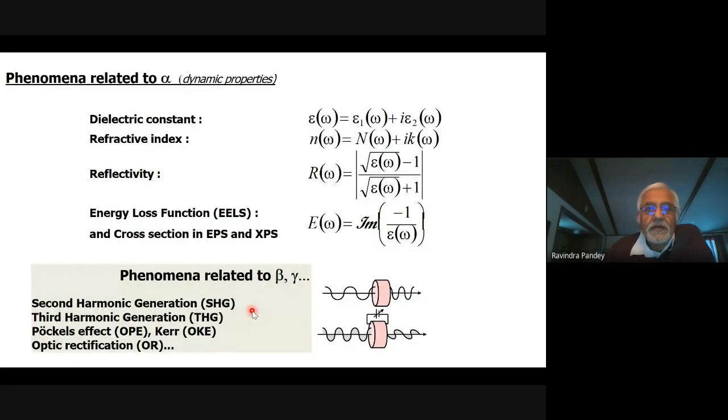So we have the properties which are related to the dipole moment, or alpha, the polarizability of the material, coming out of the reflectivity, energy loss function or XPS, which I think I saw from the text. Dr. Rao will cover it on day 5. But we can also look into the second order polarizabilities or third order polarizabilities, which relate to non-linear optical properties called second harmonic generation, third harmonic generation, and optical rectification, which are useful for fiber optics for communication.